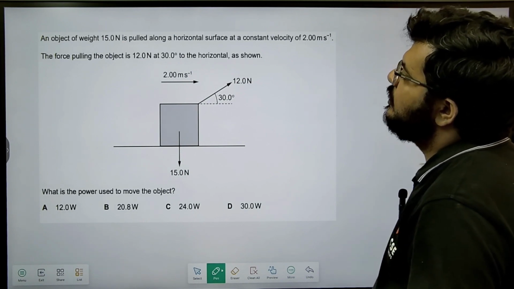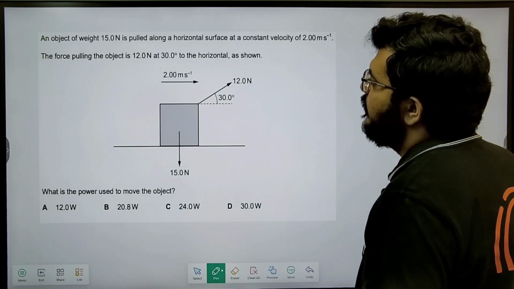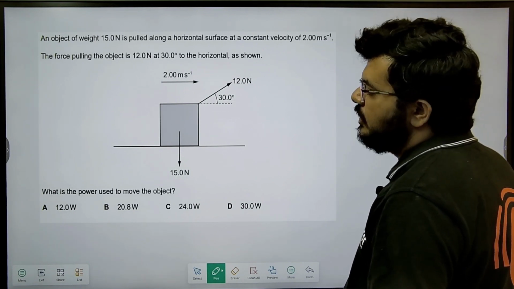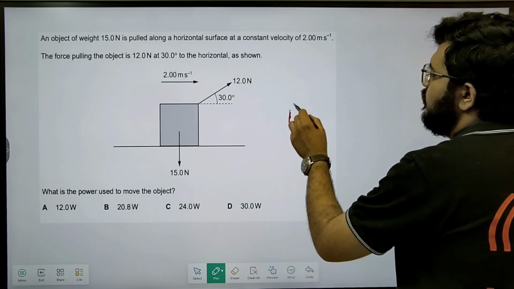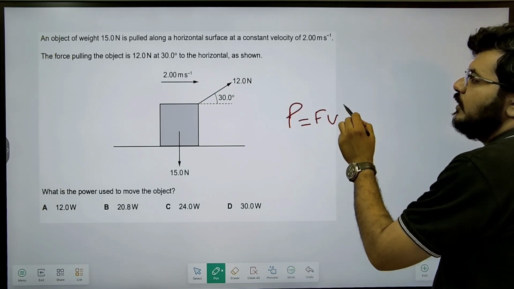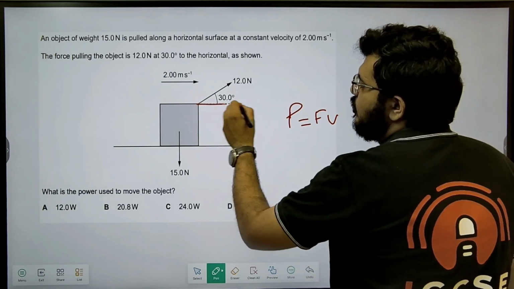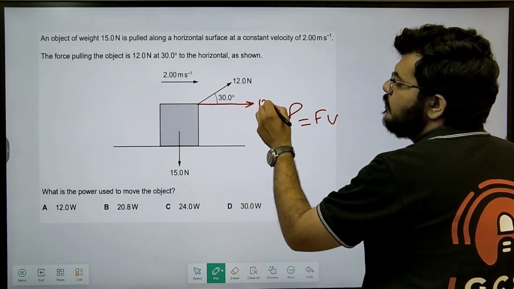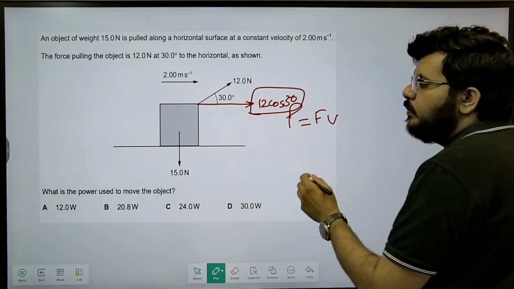Then we have an object of weight 15 pulled along a horizontal surface at a constant velocity of 2 meters per second. The force pulling the object is 12 Newton at 30 degrees to the horizontal as shown. What is the power used to move the object? Okay, power is equal to force into velocity. Velocity is already given, so let's find out the force. As I've already told you, the component of this will be 12 cos 30. That is the force pulling this, right?